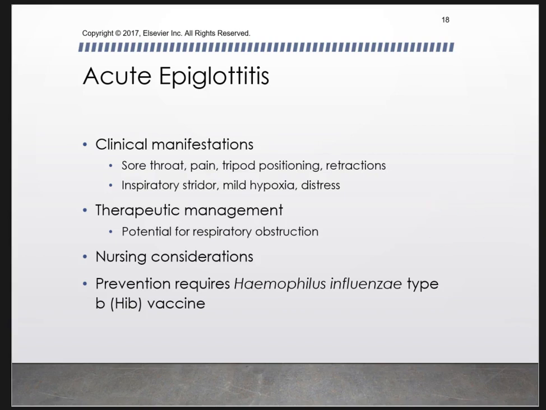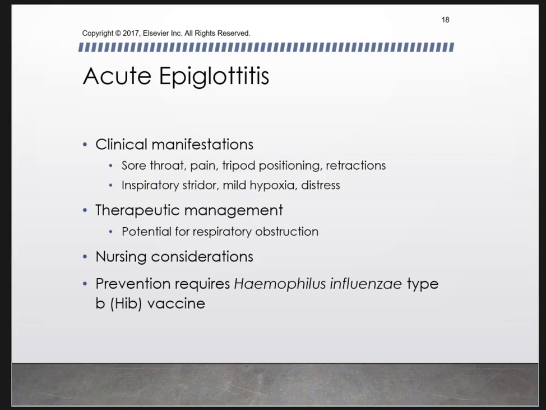Remember, tripod positioning, sitting upright, leaning forward. The chin specifically is thrust out, mouth will be open, and the tongue will likely be protruding. I said difficulty swallowing, difficulty breathing. So there's going to be what? Especially if you're thinking of this age, a lot of drooling. So excessive secretions. The drooling kiddo here is a classic sign.